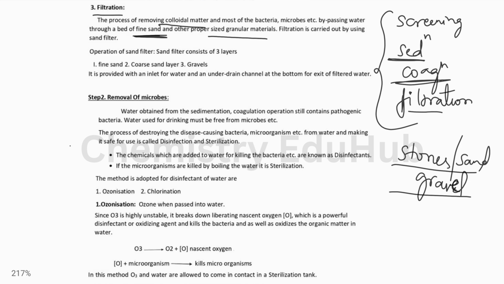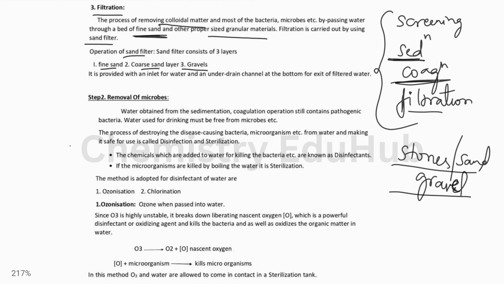Then the sand filters are used in order to remove all the sedimentation and coagulation that happened in the second step. So this sand filter also will be of 3 layers. Again, ultrafiltration is happening here. What is it? Fine sand, then the coarse sand layer and the gravels.